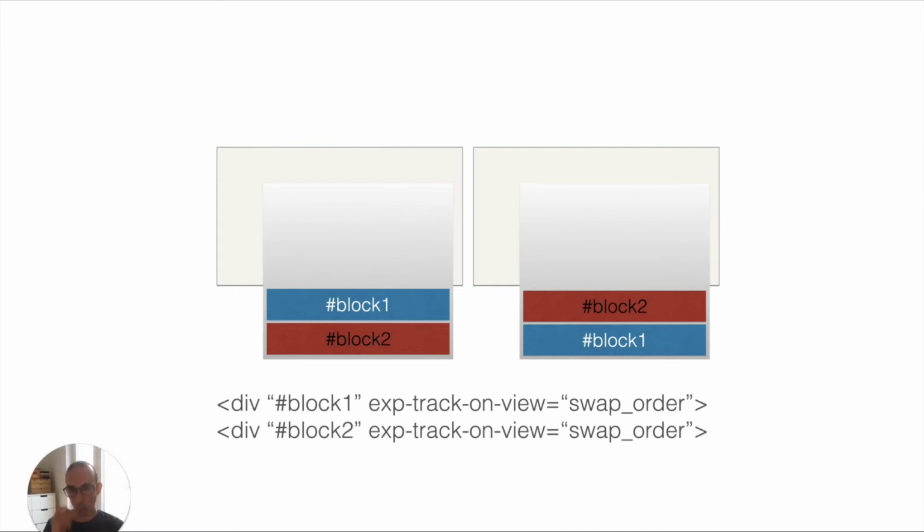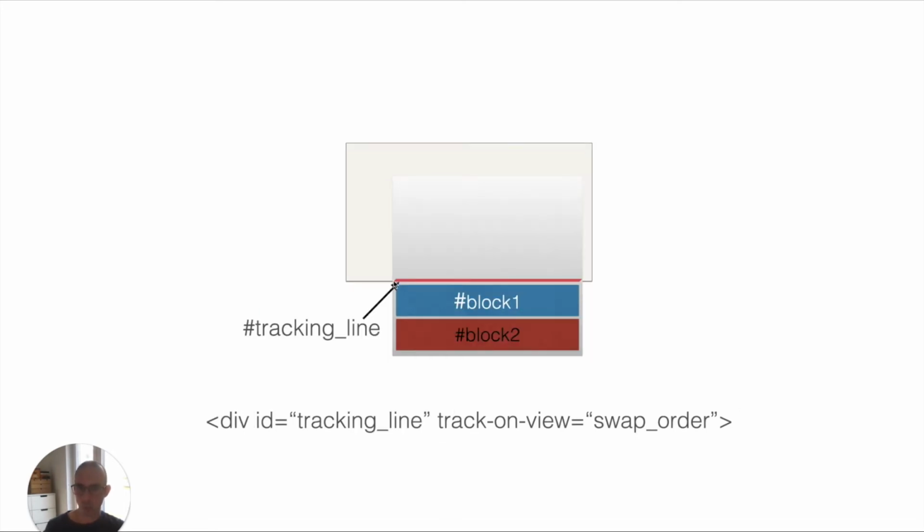Something that we could do is to add the trigger on view to both blocks. But what we noticed was even better was to just add an empty div. Again, you are changing the control group by adding something that was not there before, but this is quite a simple change that should not have any impact on anything except the tracking of the experiment.